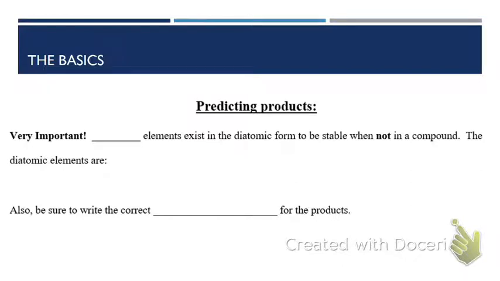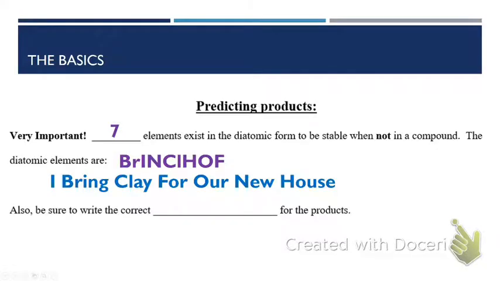So one more time, I'm going to remind you of those 7 diatomic elements that can never be alone. If you do try and make them alone, you need to add that 2 on them. Those 7 elements are my Brinkelhoff elements. Or you might remember them as the I bring clay for our new house elements, because every single one of those words starts with a symbol of one of those diatomic elements.